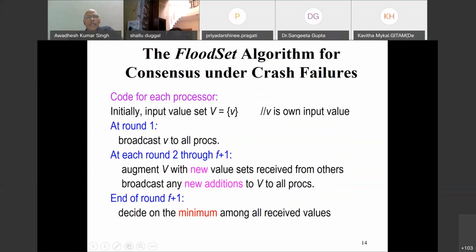So if you consider the simplified scenario of a crash failure, this is also called the crash failure. Crash means once the machine has failed, then afterwards it doesn't do anything. So it is very simple. Flood set is a very common algorithm.